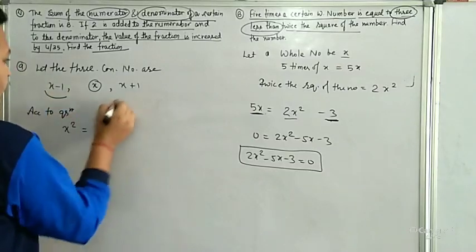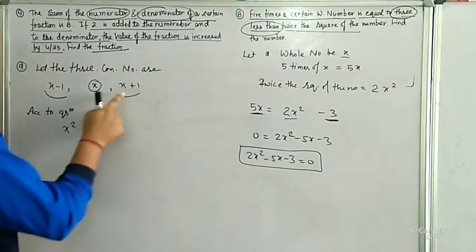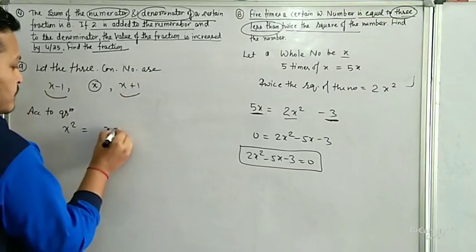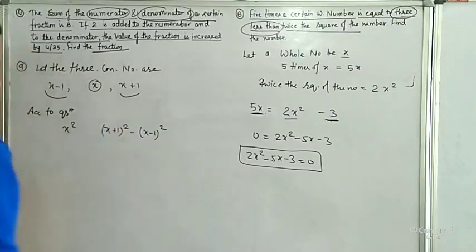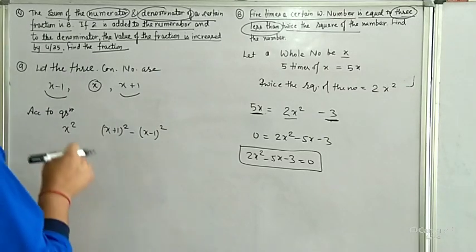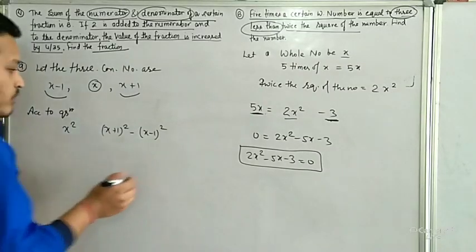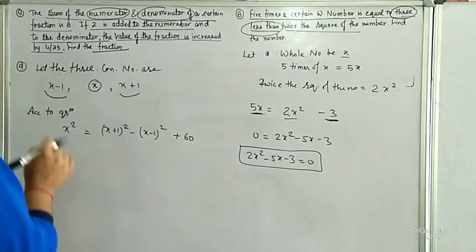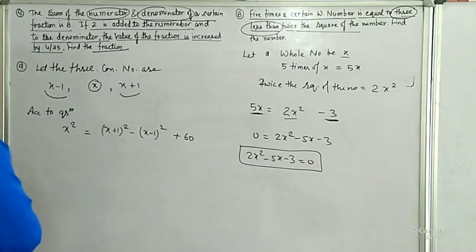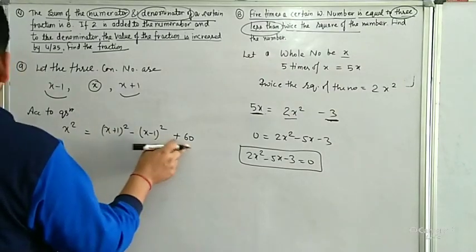The other two are x minus 1 and x plus 1, the difference of the squares of these two. What will be the greater number? x plus 1 is the greater number. So (x plus 1) square minus (x minus 1) square, by 60. So this is the condition. So x square is equal to (x plus 1) whole square minus (x minus 1) square plus 60.